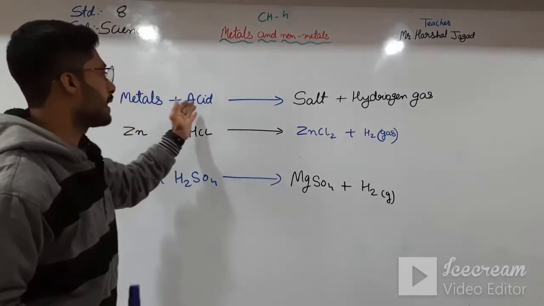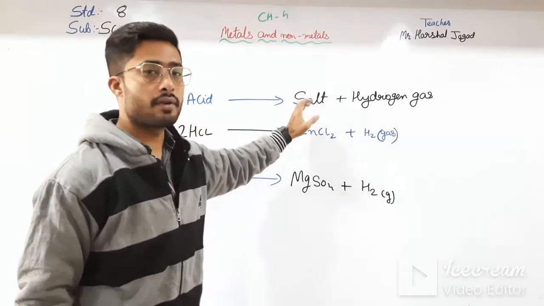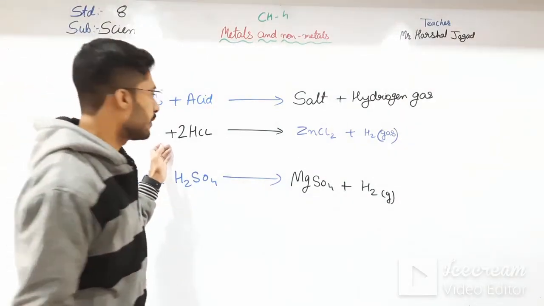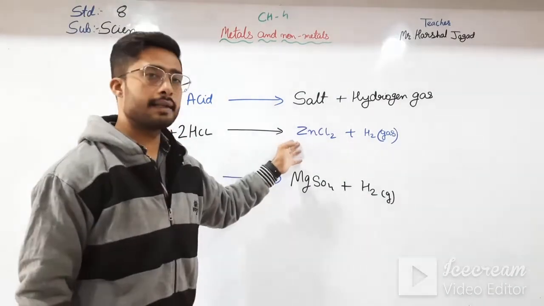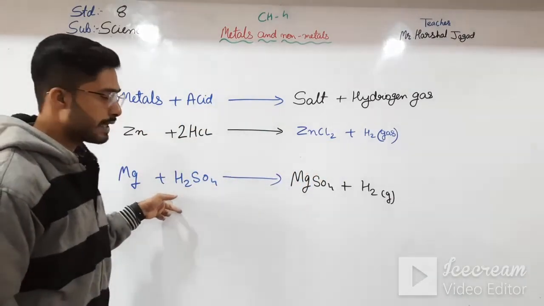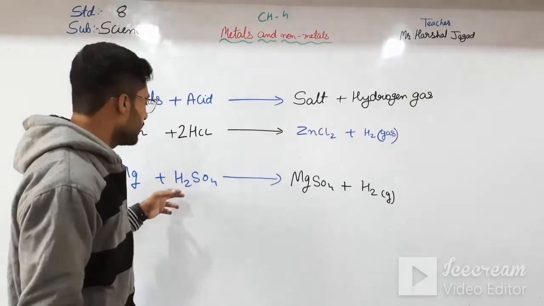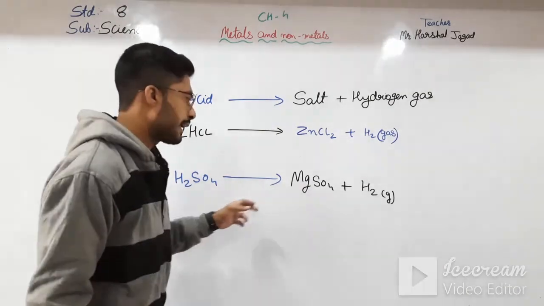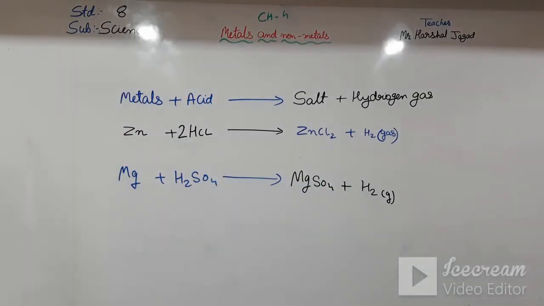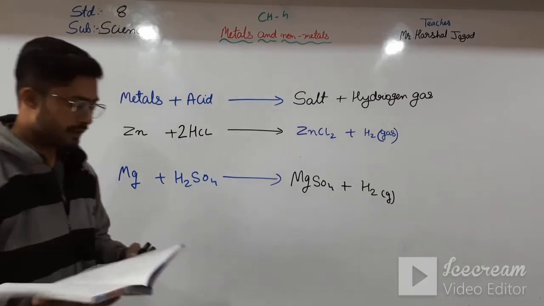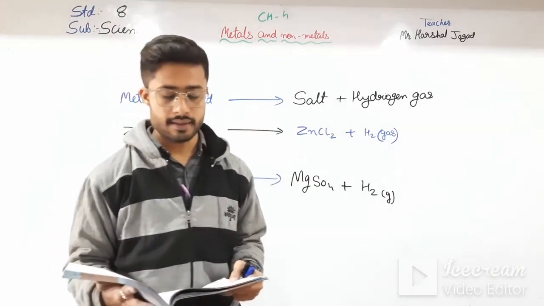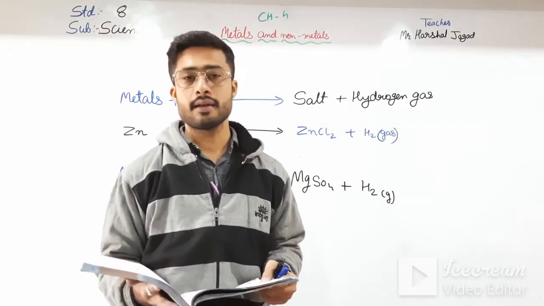So when metals and acids react, we get salt plus hydrogen gas. When Zn is reacted with 2 molecules of HCl, we get ZnCl2 plus H2 gas. Magnesium, when reacted with sulfuric acid, H2SO4, gives MgSO4 plus hydrogen gas. Metal reacts with acid to form salt and hydrogen.